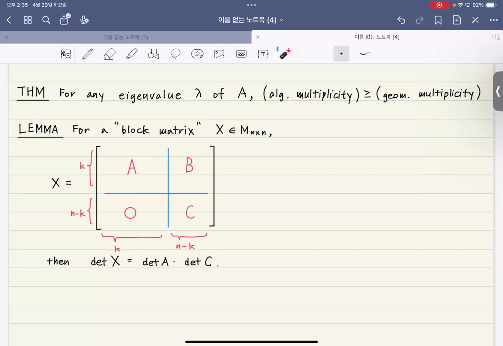Then the determinant of this large matrix X is... this is a k by k square matrix. Therefore, there is a determinant of A. And this is also an n minus k by n minus k square matrix, so the determinant of this one is also defined. And it says the determinant of X is the determinant of this times the determinant of that, the determinant of these two matrices.